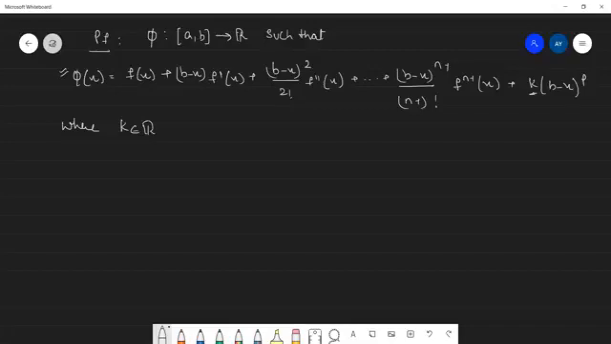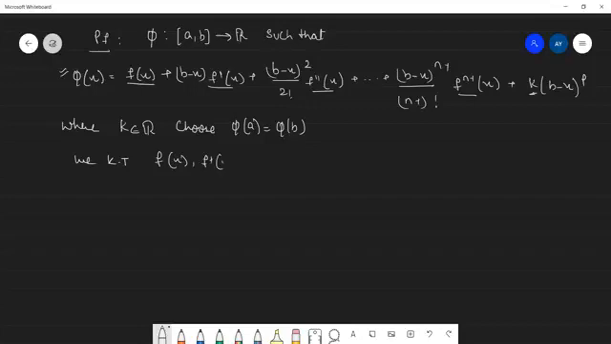After taking k belongs to R, now choose phi of a equal to phi of b. And we know that f of x, f dash of x, f double dash of x and so on up to f power n minus 1 of x are all continuous functions, continuous on the closed interval [a, b]. Now where are all these f of x, f dash of x, f double dash of x and f power n minus 1? They are in phi of x. So from this we can conclude that phi of x is a continuous function.